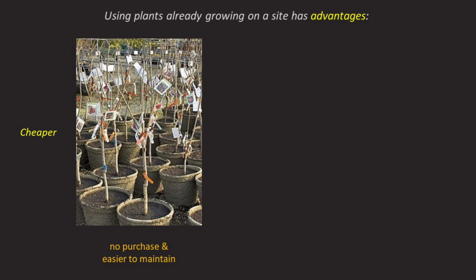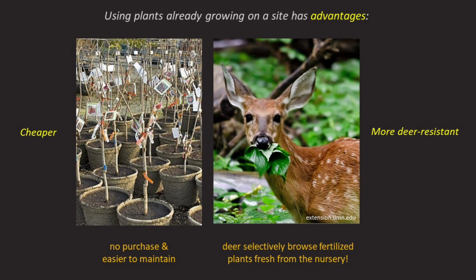First, it's obviously cheaper because you don't need to purchase new plants. And established plants are often growing on a site where they are best adapted, so they're easier to maintain. Established plants also tend to be far more resistant to browsing by deer. Plants just out of a nursery usually have been fertilized, and deer prefer to browse these plants because they are more nutritious and they taste better than the same plant that has been growing in less fertile native soil.